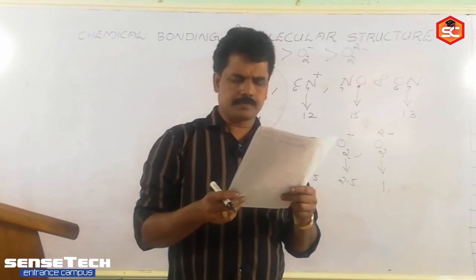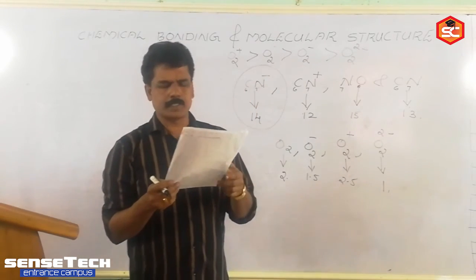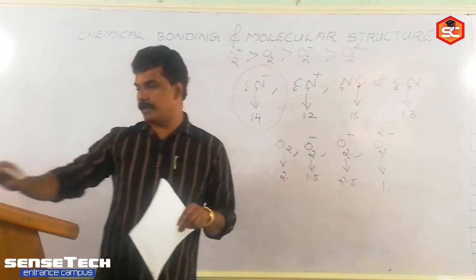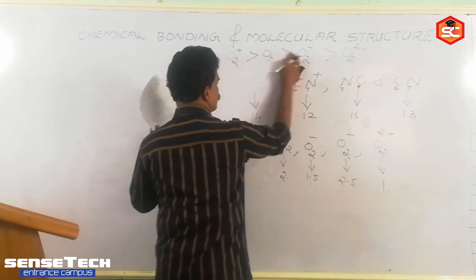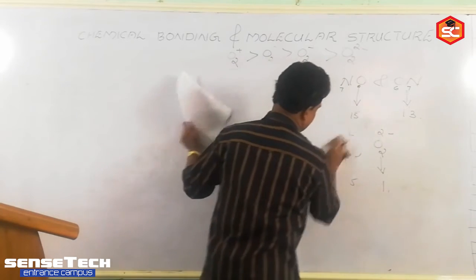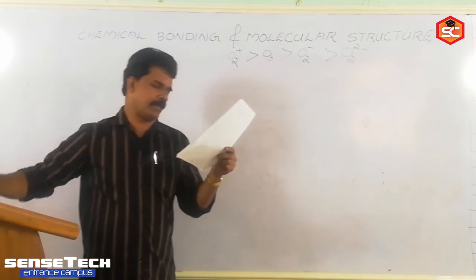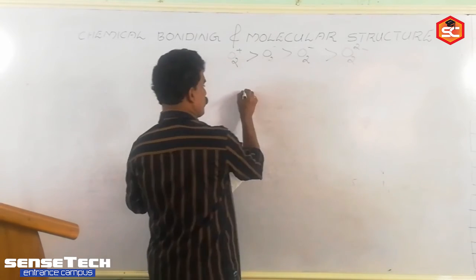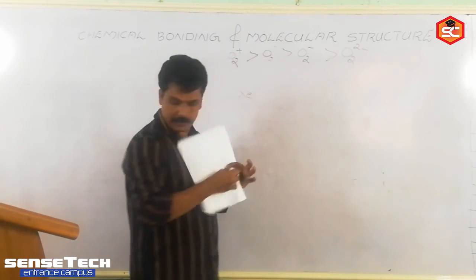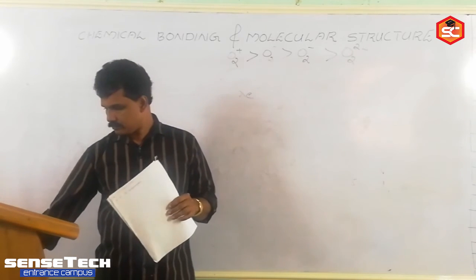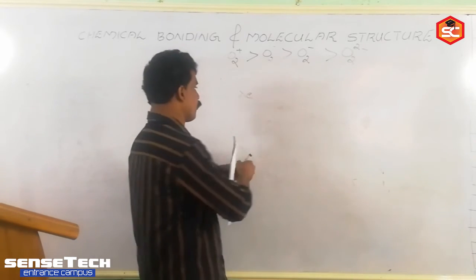Okay, next question. Which of the following species contain an equal number of sigma and pi bonds? Sigma bonds and pi bonds. First molecule, XeO4.